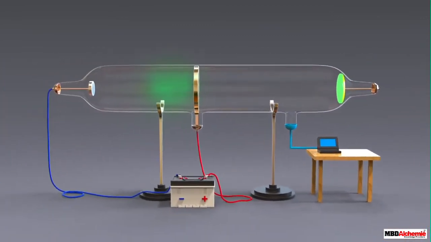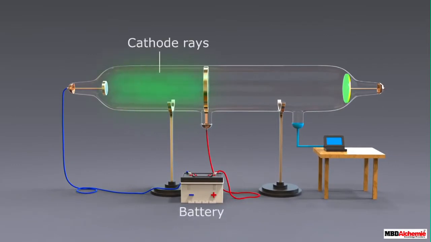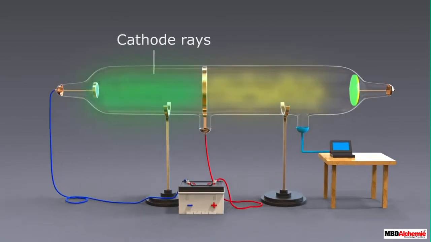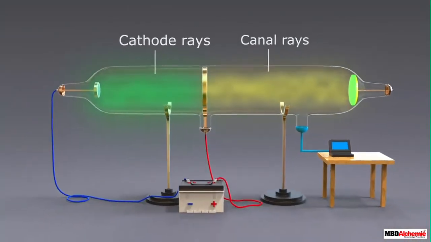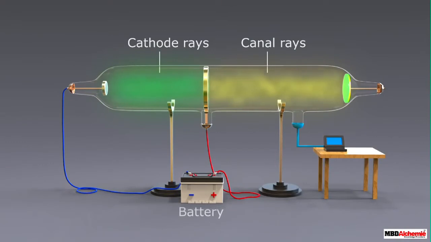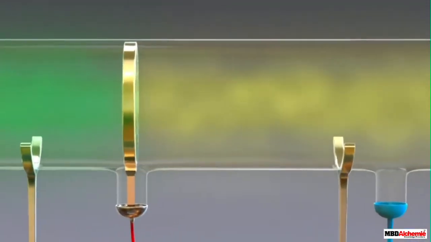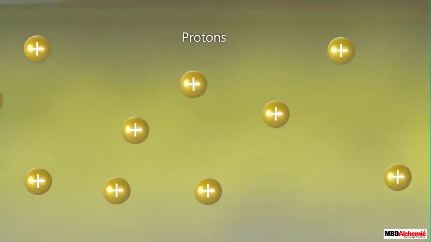On passing the electric discharge, the rays were observed which traveled in the direction just opposite to the cathode rays. These were named as canal rays and they passed from canal-like holes. As their direction was just opposite, it was concluded that these must be made up of some positively charged particles. These positively charged particles were nothing but the protons.